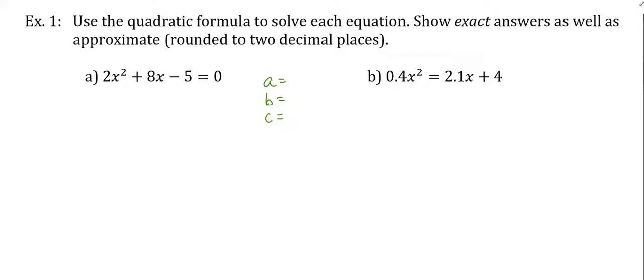So what's A? 2, right? It's the coefficient of the x squared term. What's b? Positive 8, the coefficient of the x term. And c is negative 5, the constant, and the sign counts, it goes along with it.